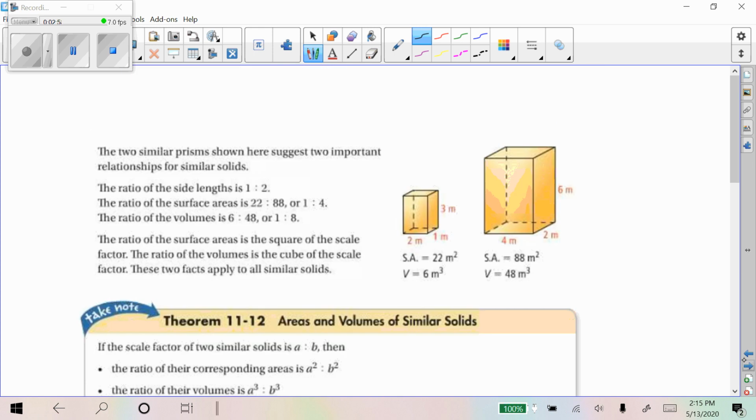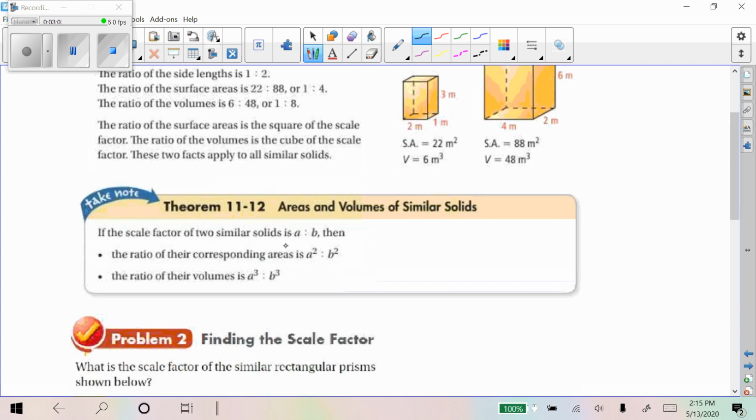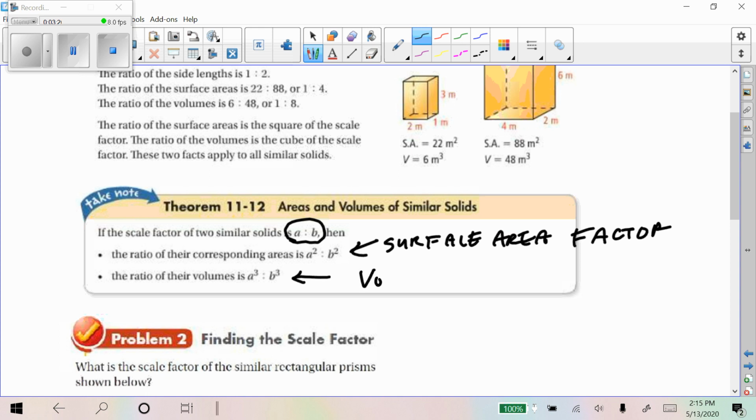All right, so here are the relationships put into words. If A to B is your scale factor, then A squared to B squared is your surface area factor. And then A cubed to B cubed would be your volume factor.